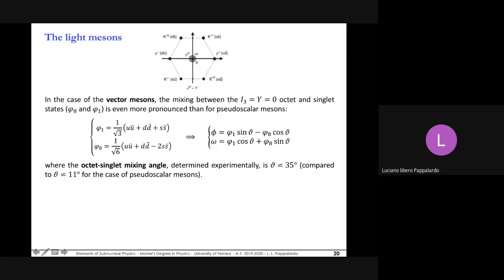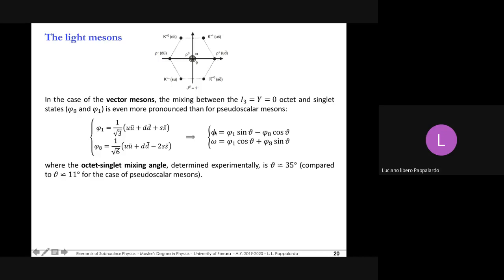Okay, and here the situation is even more complicated, even worse if you like. So in the case of the vector meson, the mixing between the 0 state of the octet and the singlet, the phi 8 and the phi 1, is even more pronounced than for the pseudoscalar meson. So this is the quark flavor of the phi 1 and phi 8, which are not observed in nature, as we have seen for the eta 1 and eta 8.